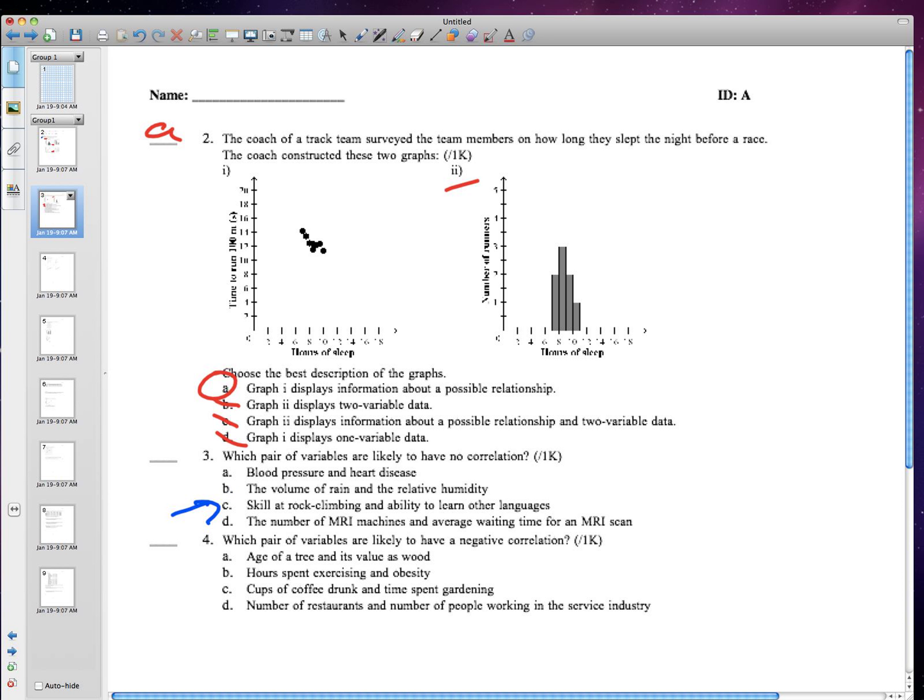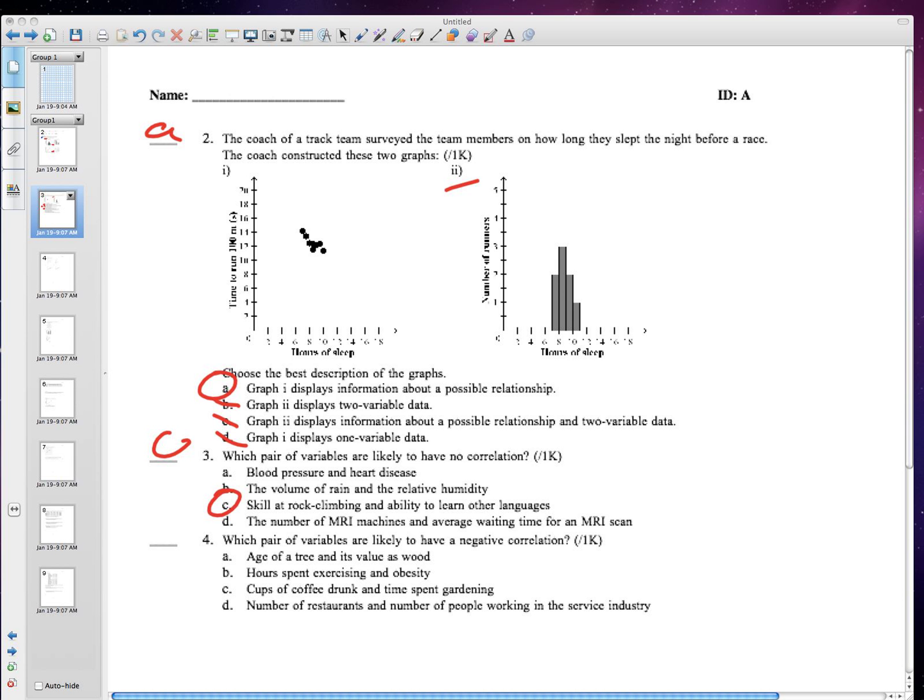Skill at rock climbing and the ability to learn other languages. Any correlation between those two? No. Pretty unlikely. Let's just make sure and take a look at what D says. Number of MRI machines and the average wait time for an MRI scan. Obviously, they have a relationship. More machines, less wait time. Fewer machines, more wait time. So we're looking for C. There is probably no correlation between your ability to climb rocks and learn languages.